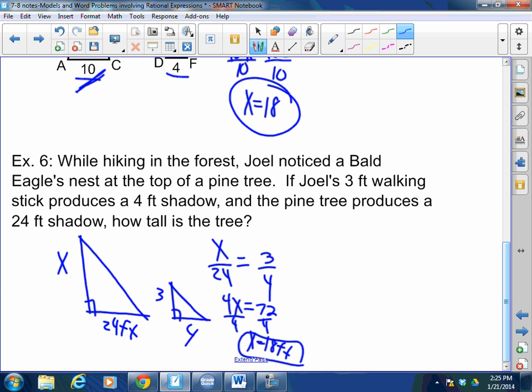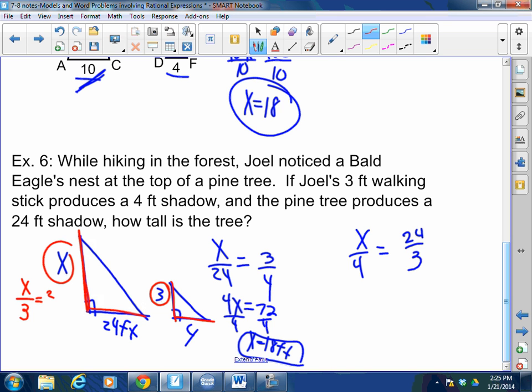And that's it. Sir. Okay, thank you. The question was, I set it up like this, Mr. Moore, X to 4 equals 24 to 3. That's completely wrong, and I'll tell you why. X is this vertical. That corresponds to the 3 here, and then shadow to shadow. Now, if you went X to 3 equals 24 to 4, you're going to get it right. Does that make sense, guys?